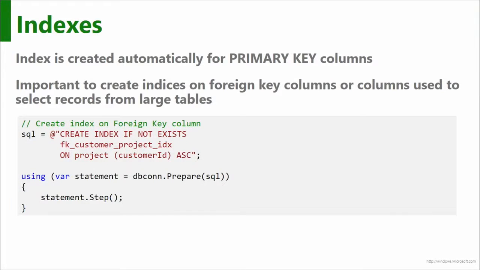And you can do that by executing a statement like the one shown on the slide. Create index if not exists, you just give it a name, on project and then the column. So project is the table and then customer ID is the column.